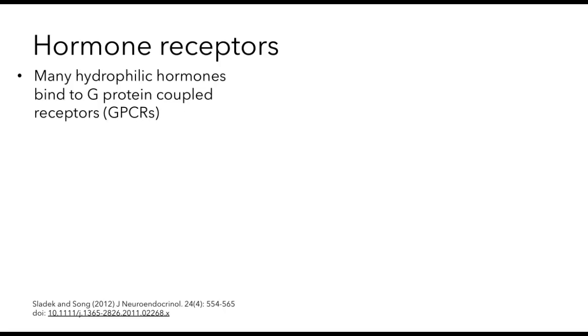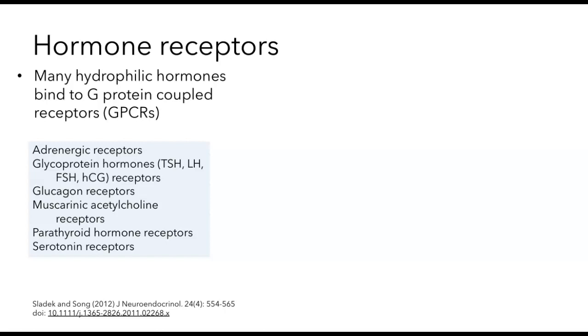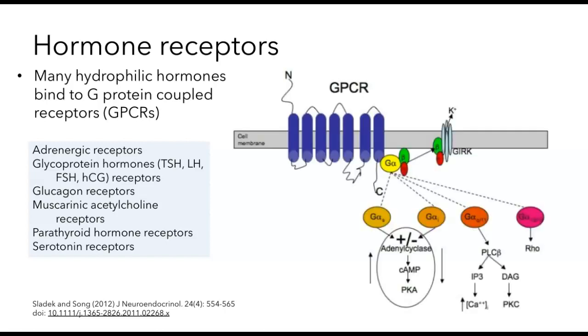This is the most common type of hormone receptor. Many different hormones act through GPCRs. The hormones that do this include the adrenergic receptors, so epinephrine, norepinephrine, the glycoprotein hormones, thyroid stimulating hormone, luteinizing hormone, follicle stimulating hormone, glucagon receptors, muscarinic acetylcholine receptors, so not all acetylcholine receptors, but the muscarinic class, parathyroid hormone receptors, and most serotonin receptors are GPCRs. And you might ask yourself, how can so many different kinds of hormones act through the same system? And the answer is that there is a lot of variation in it.